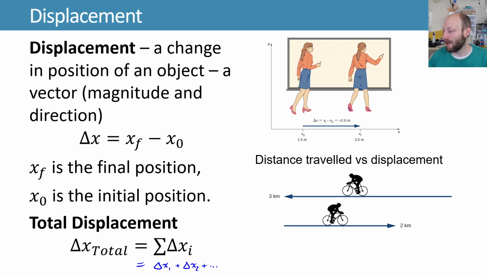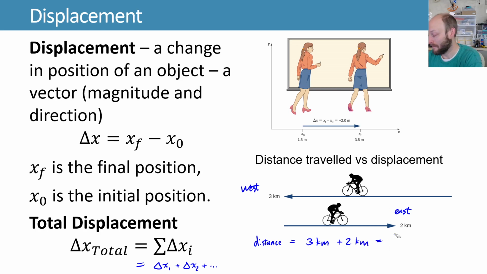For example, if we have a bike traveling here, we start off by traveling 3 kilometers to the west, and then we turn around and bike 2 kilometers back east. So what is the distance traveled by the cyclist? Well, the distance traveled by the cyclist is you just add up the magnitudes of these and say, well, we traveled 3 kilometers, then we traveled 2 kilometers. So the total distance is equal to 3 kilometers plus 2 kilometers for a total of 5 kilometers total distance traveled.